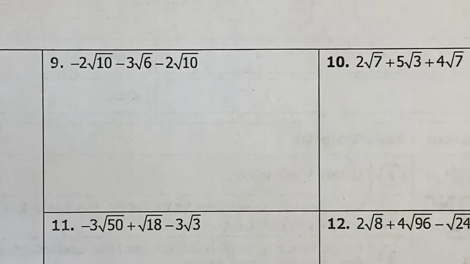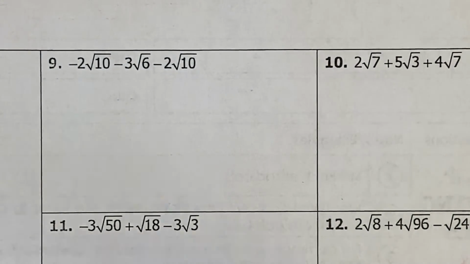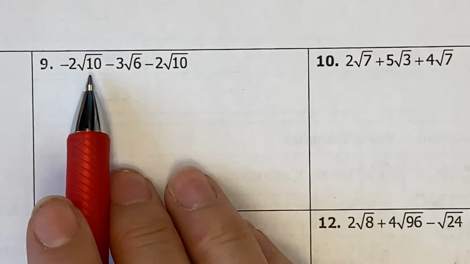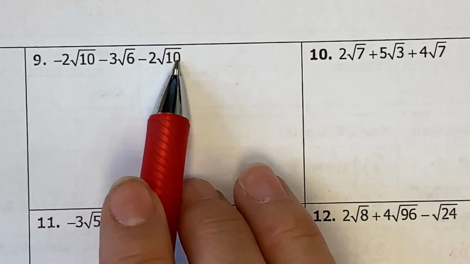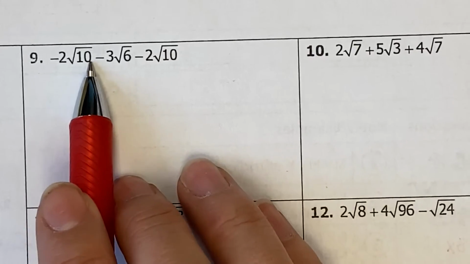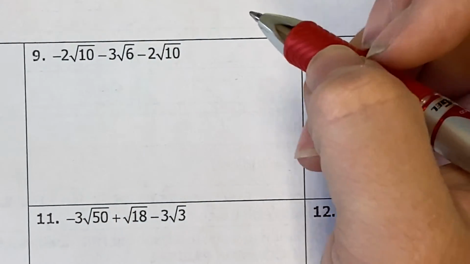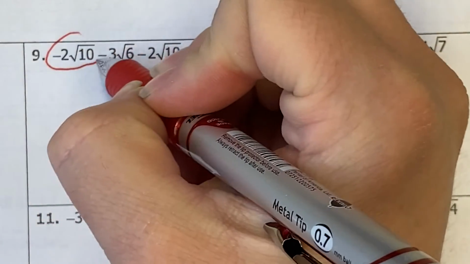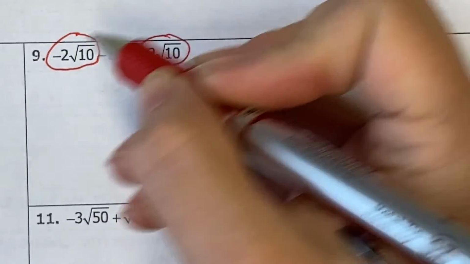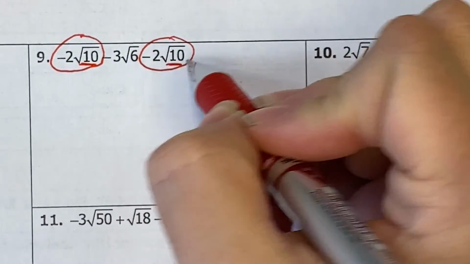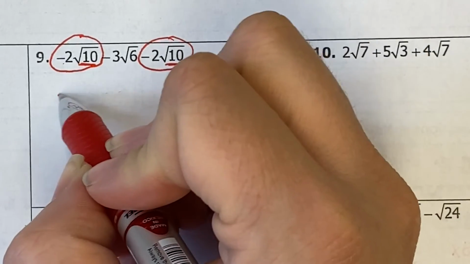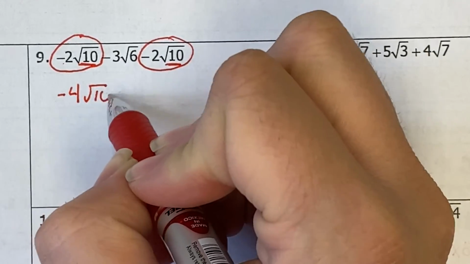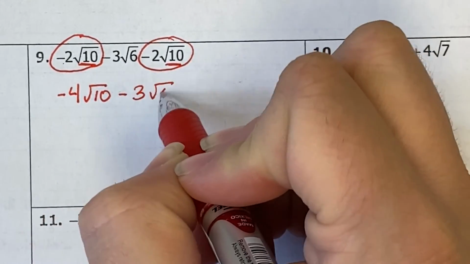On the back, let's take a look at number 9. So on number 9, I'm gonna first of all check to see if I can simplify anything under my radicals, which I can't, it's simplified. So then I'm gonna look for like terms. Well, I see this guy's a like term with this guy, and that's because they both have a square root 10. So -2 minus 2 is -4 square root 10, and then -3 square root 6.